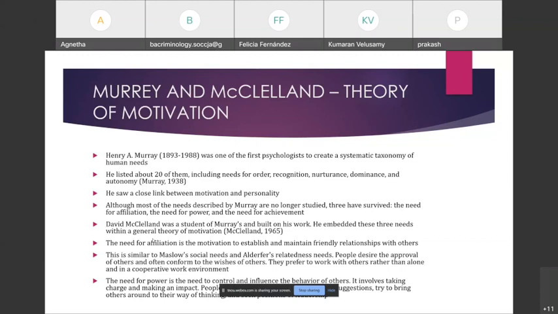Okay, so what he said was the first one, which was the need for affiliation. What do you understand by this affiliation? What do you think will be the motivation for this? The need for affiliation. What is the motivation in this? Can someone please tell me? What do you all understand by this need for affiliation?